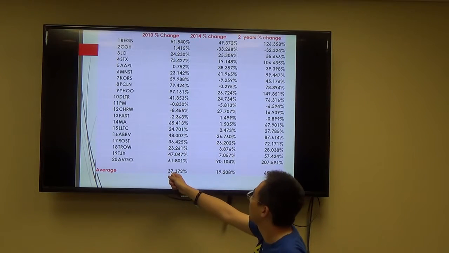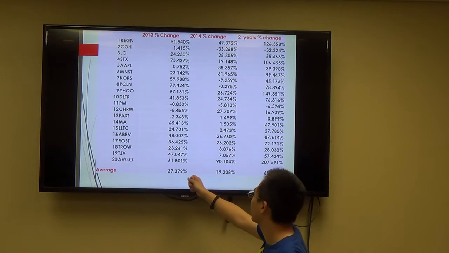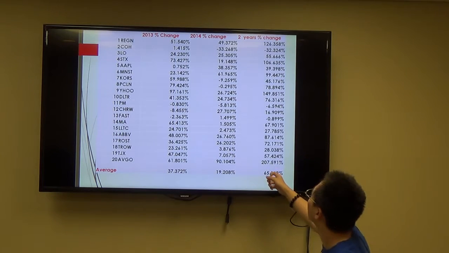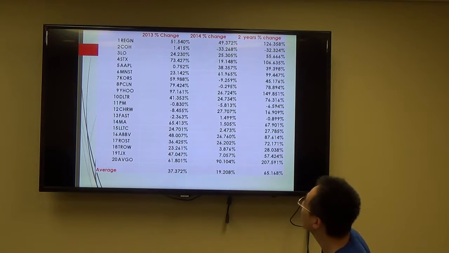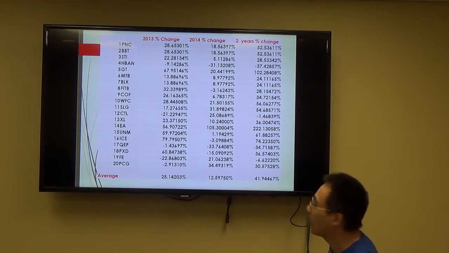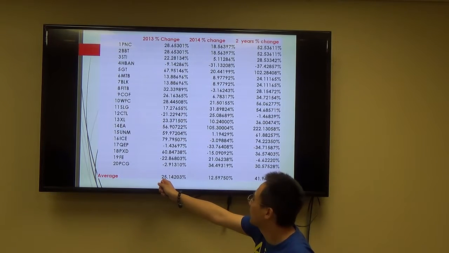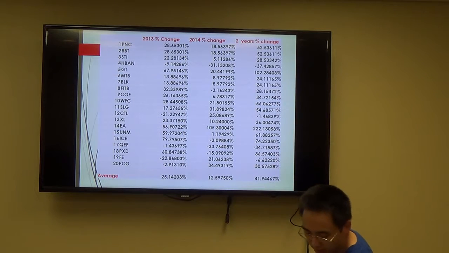For 2013, the higher ROE companies had a 70% stock price change, and 2014 90%, and the total over 2 years percent change is 65%. For the lower 20 ROE companies, the first year is 25%, the second year is 12%, and the total over 2 years is 41%.